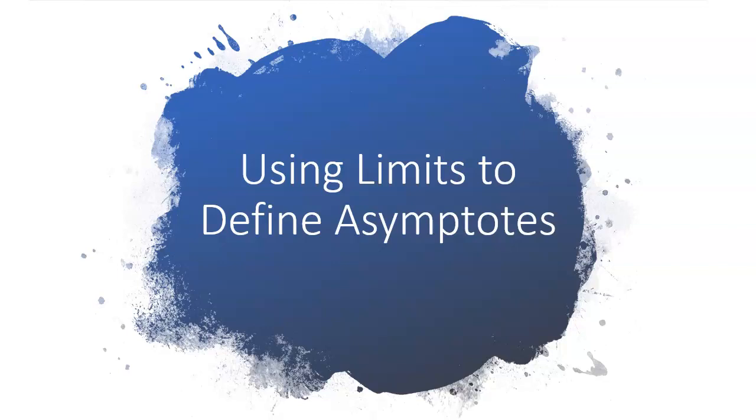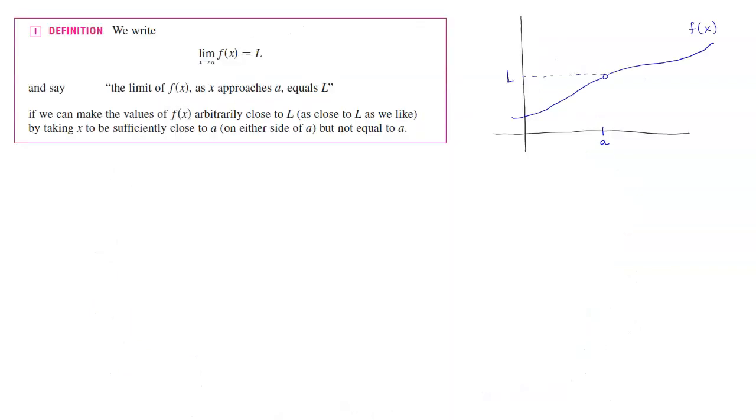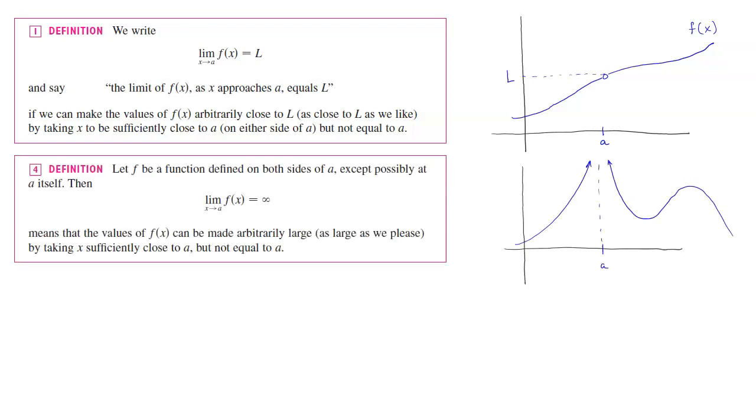We can use limits to formally define asymptotes. Let's start by reminding ourselves of the definition of a limit. We have actually two definitions of a limit so far. One for when the limit as x approaches a of f of x is a finite number L, and a very similar one for when the limit as x approaches a of f of x is infinite.